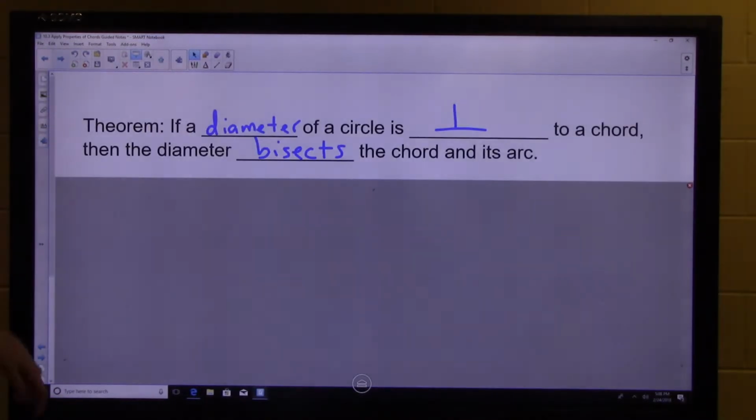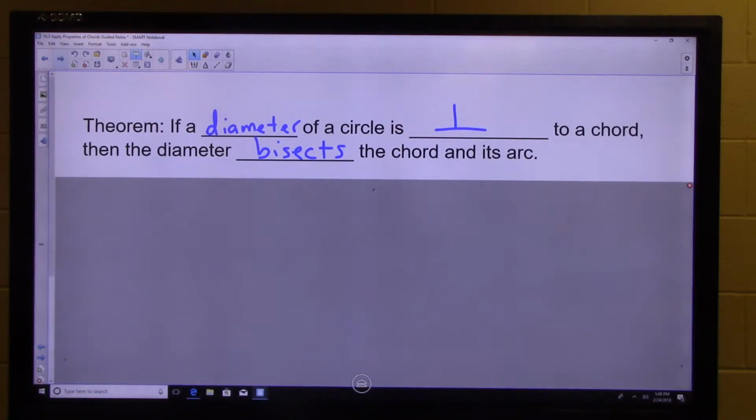So let me go ahead and write down this theorem. I'm going to show you this theorem at least. You guys write it down. So if a diameter of a circle is perpendicular to a chord, then the diameter bisects the chord and its arc. Pretty much the converse of what we just said.